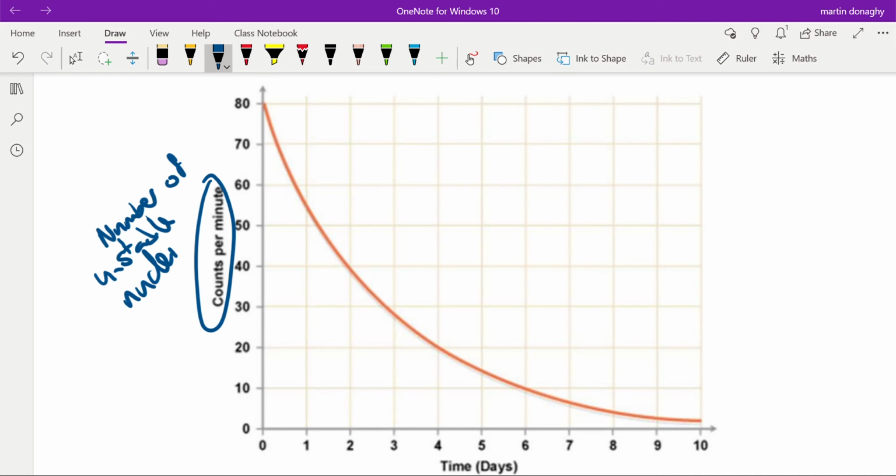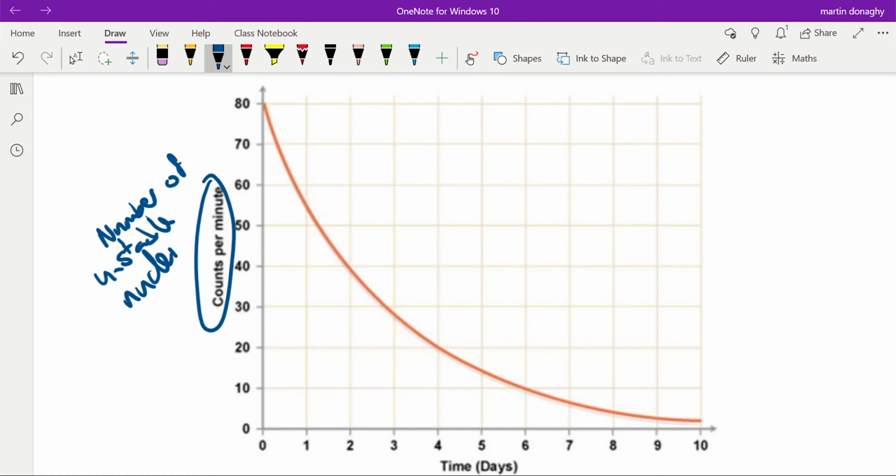Now, when I get down towards the end, there's maybe only one or two unstable nuclei left. It then becomes hard to tell exactly what's happening. It might not follow a smooth curve, but when you think about the size of nuclei, even in a few grams of matter, we're going to have billions upon billions of unstable nuclei. So we usually do get quite a predictable curve from it.